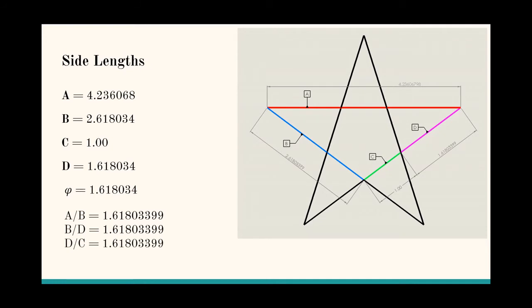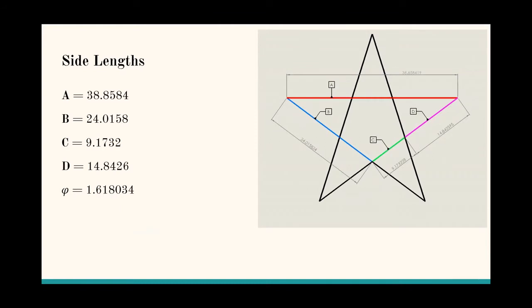So let's see if this holds true for different side lengths. If we take C this time to just be some random number and then measure what all the other side lengths would be, this time we can't see any obvious relation to phi.